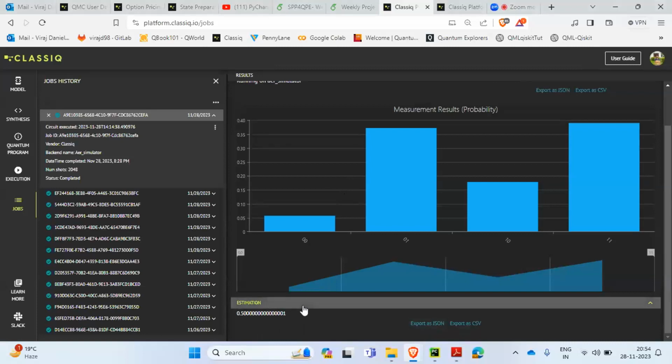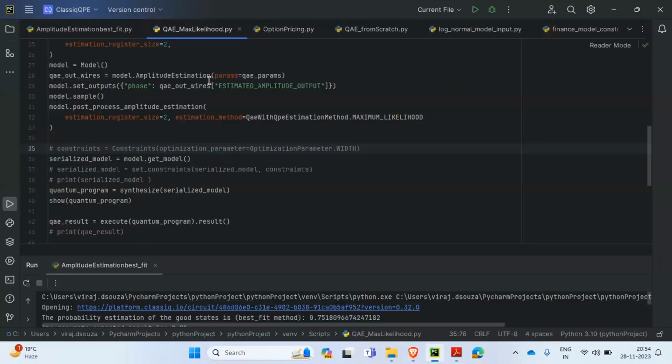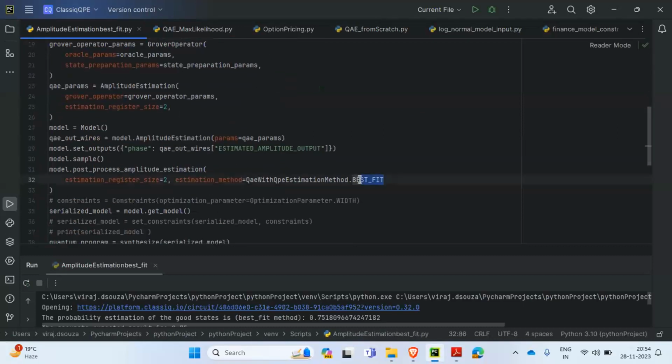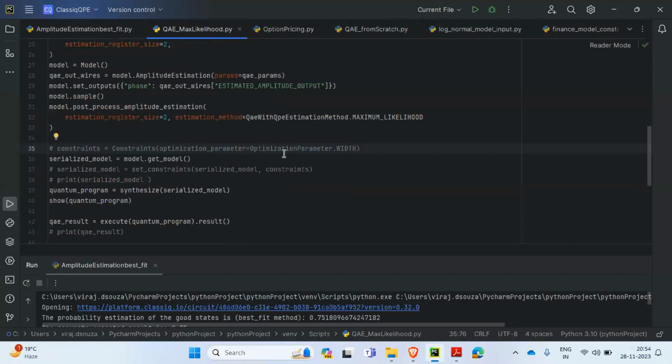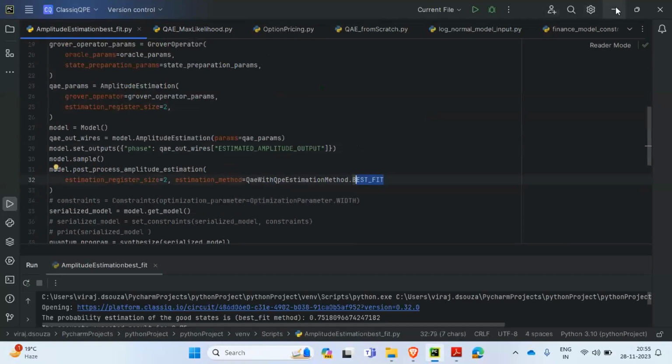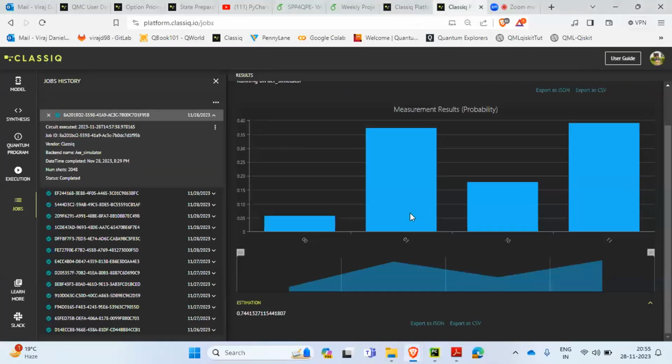So this is the result you get when you use the maximum likelihood method. You get 0.5, and 0.5 is nowhere close to 0.75. But if you change the code slightly and use the best fit method, here is the change: here it was the maximum likelihood method, and here best fit. If you use this method, the execution results were almost accurate. I got 0.744. So this is the difference between these two methods.